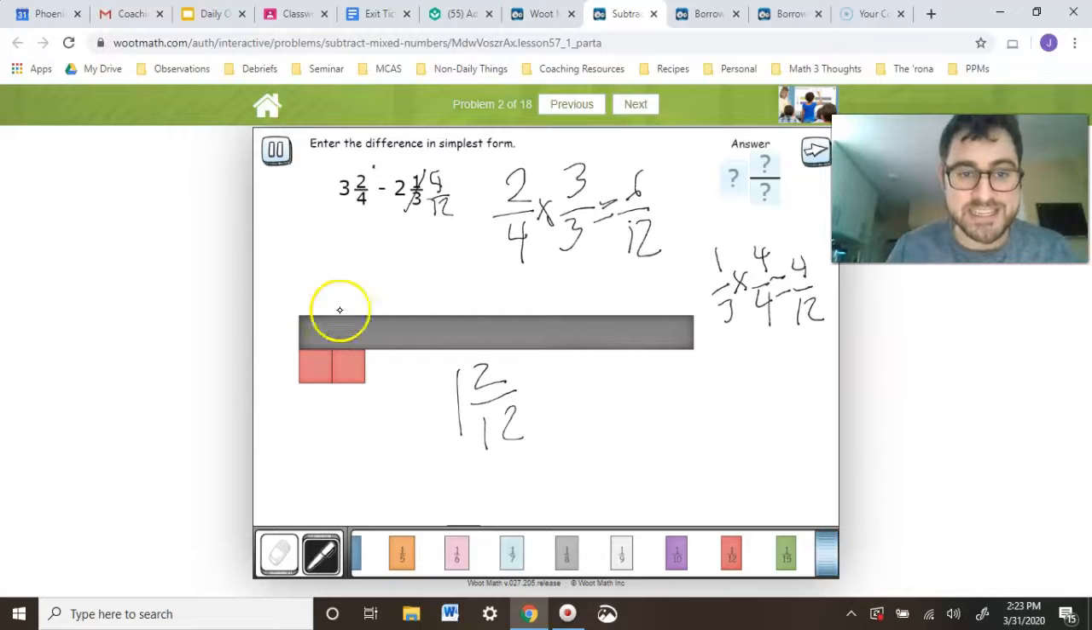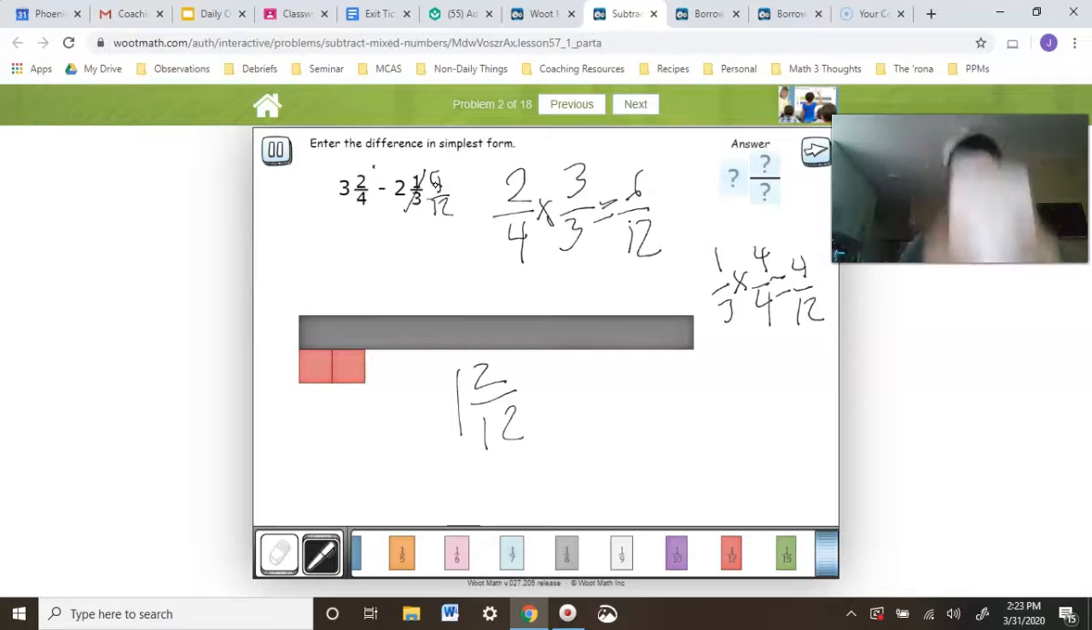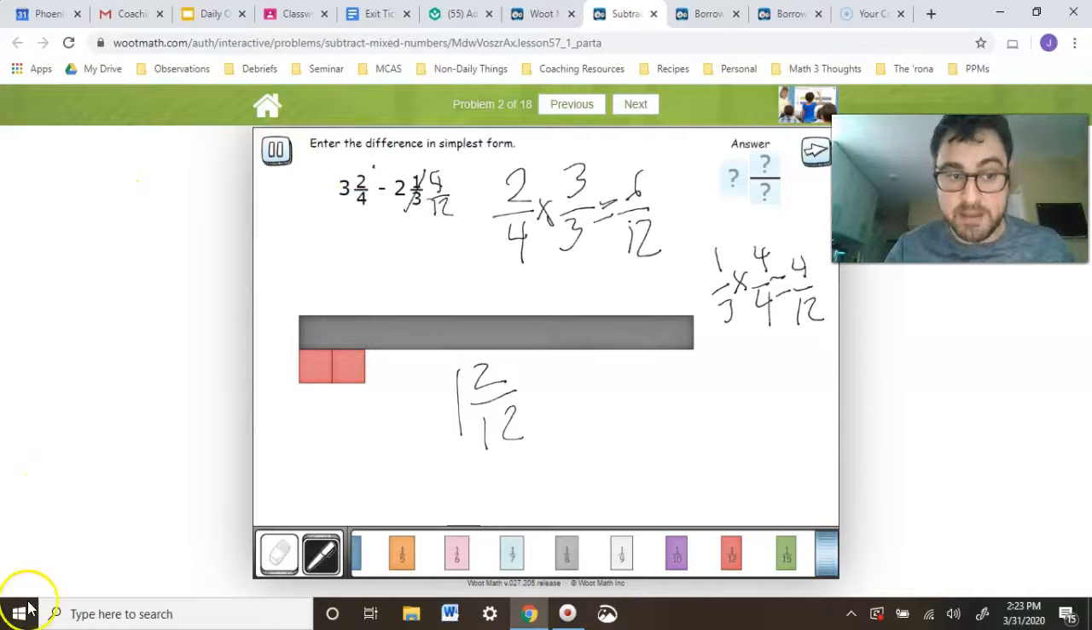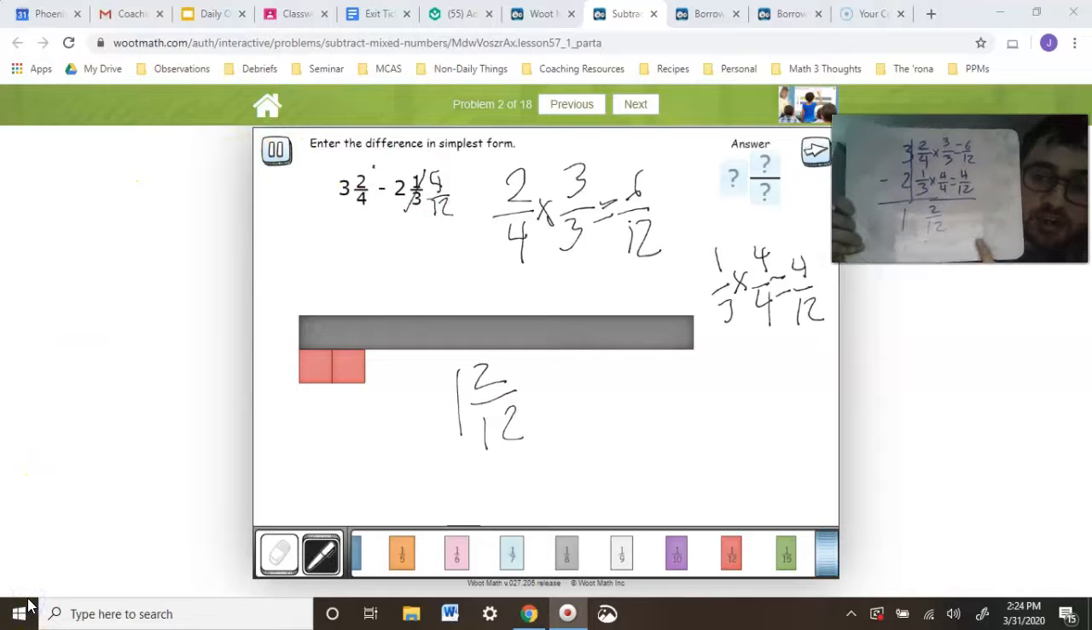I want you to try the same problem here, but I want you to do it as we've been writing stuff out here. Try that on your own and then unpause and see if you got the same answer as me. Your answer should look like this.